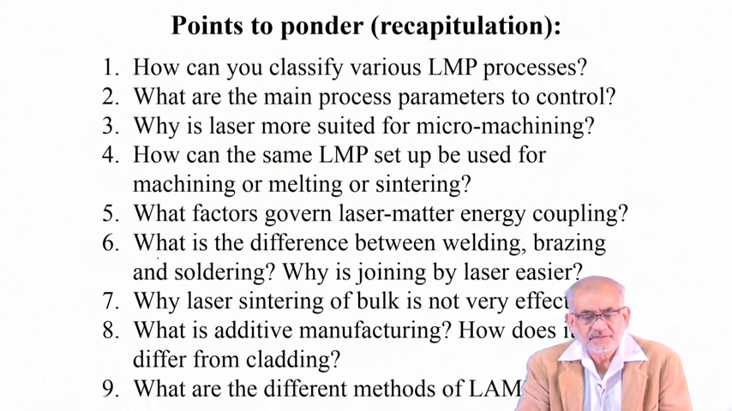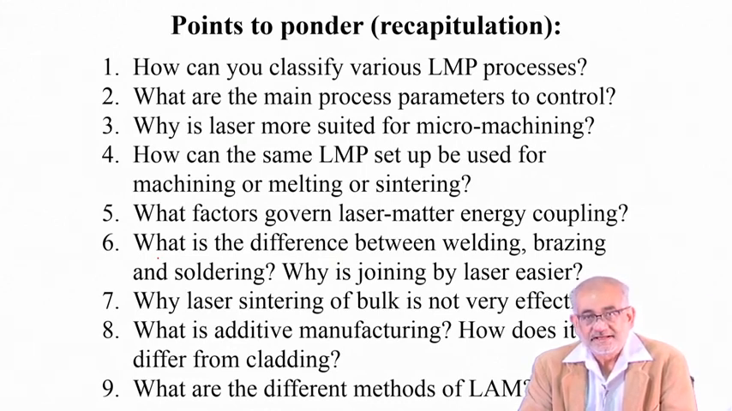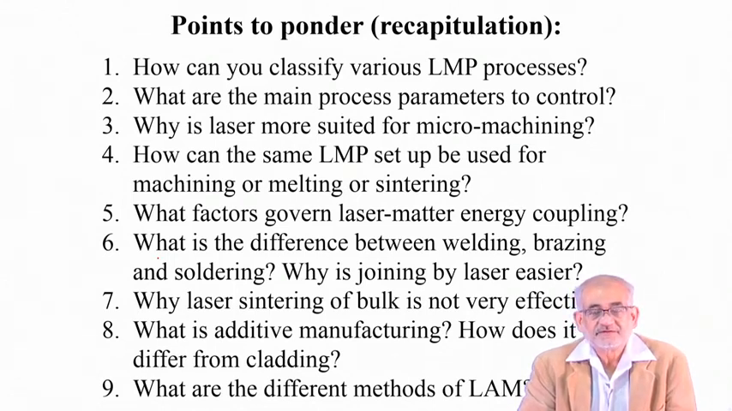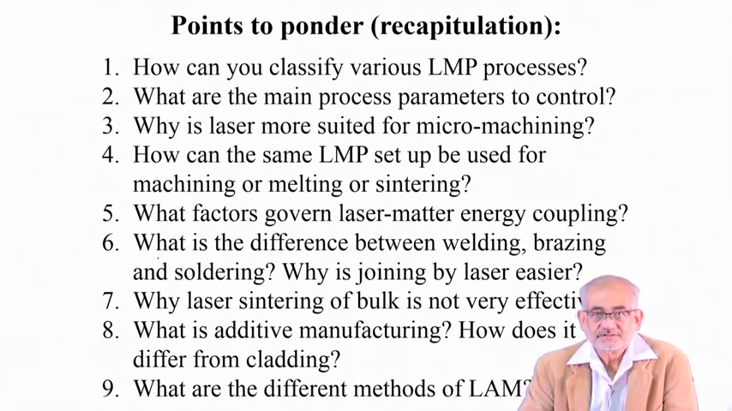So by way of recapitulation, I would say that we can classify the material processing into four major groups: removal, machining, addition or shape changes and so on, various forms of manufacturing; or we can do joining, similar or dissimilar, same thickness or different thickness, same composition or different composition; or we can do surface engineering. So these are the four major possibilities: forming, machining, joining, surface engineering. The main process parameters remain the interaction time and power density, the focal point, and so on.